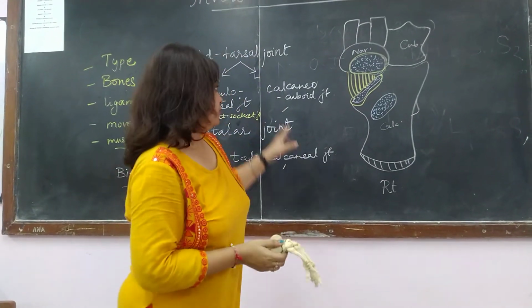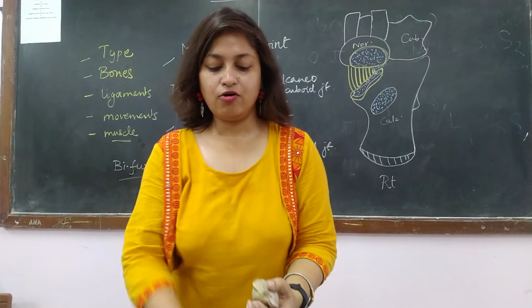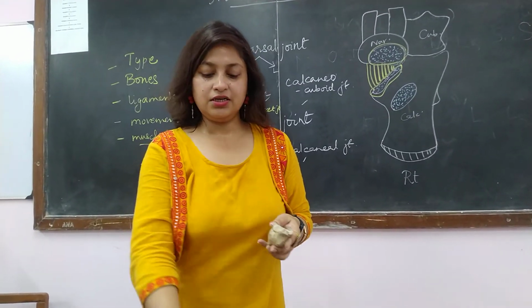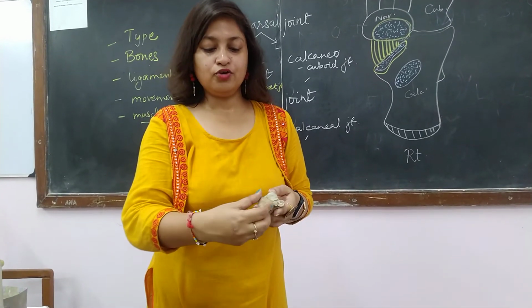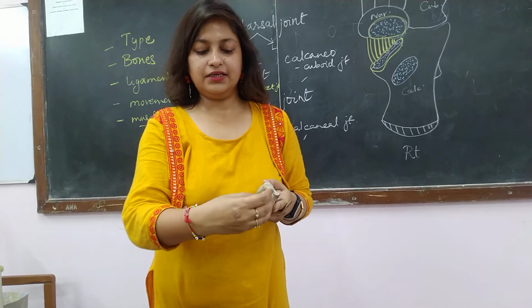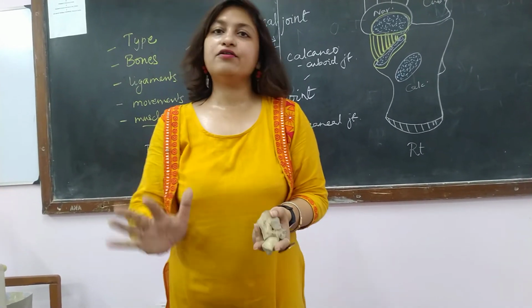Now the other component, the calcaneocuboid. The calcaneocuboid joint is formed by the anterior articular surface of the calcaneum with the posterior articular surface of the cuboid bone, like this. Okay. Now again, this is a synovial joint.